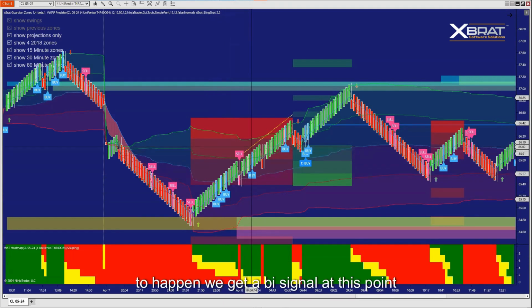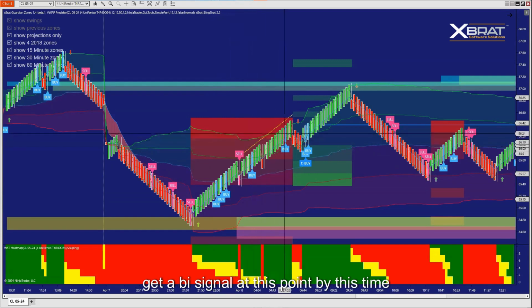We get a buy signal at this point. Not all 6 time frames are green. Okay. We get a buy signal at this point. By this time, we are way too close to this resistance zone. We get a pullback. Type 1 buy from the Slingshot. Buy signals from the VWAP Predator.